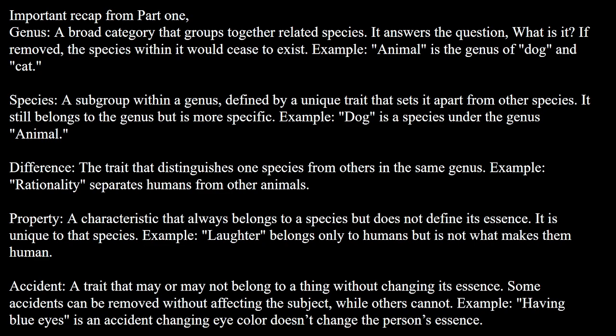An accident is a trait that may or may not belong to a thing without changing its essence. Some accidents can be removed without affecting the subject, while others cannot. For example, having blue eyes is an accident. Changing eye color doesn't change the person's essence, though.